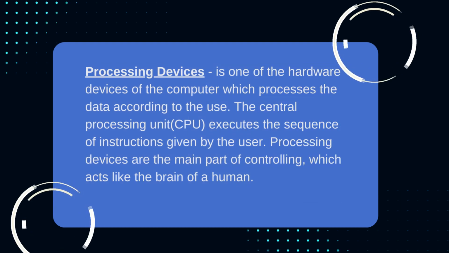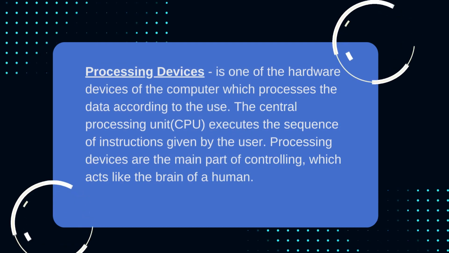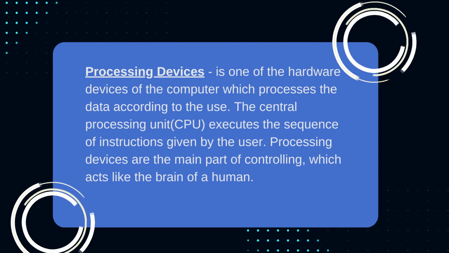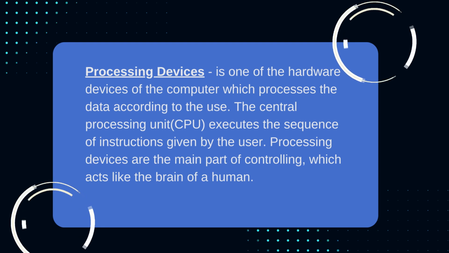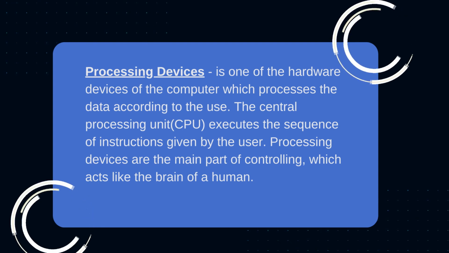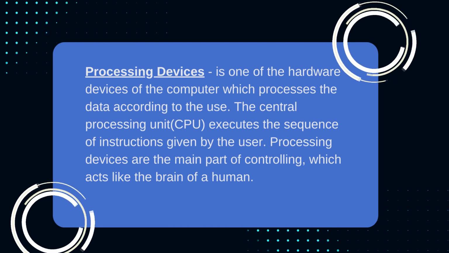Processing devices. It is one of the hardware devices of the computer which processes the data according to the use. The Central Processing Unit or CPU executes the sequence of instructions given by the user. Processing devices are the main part of controlling, which acts like the brain of a human.